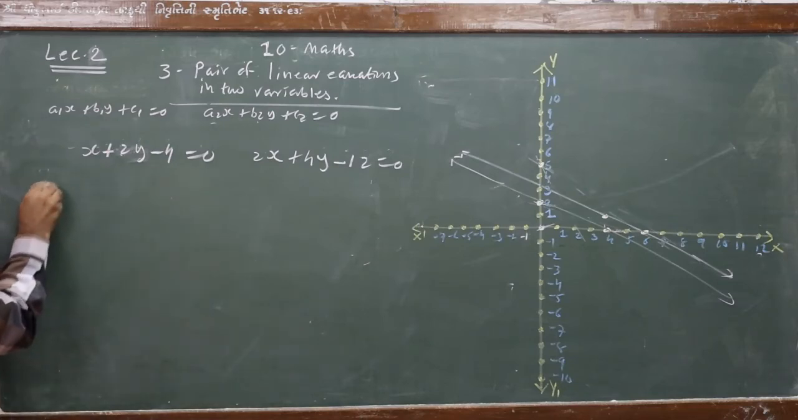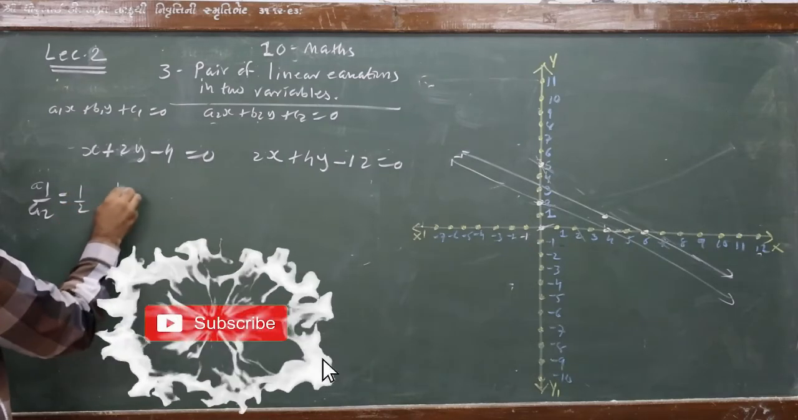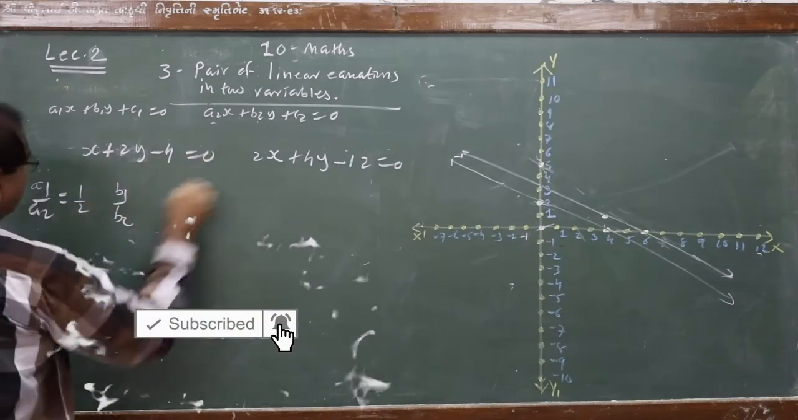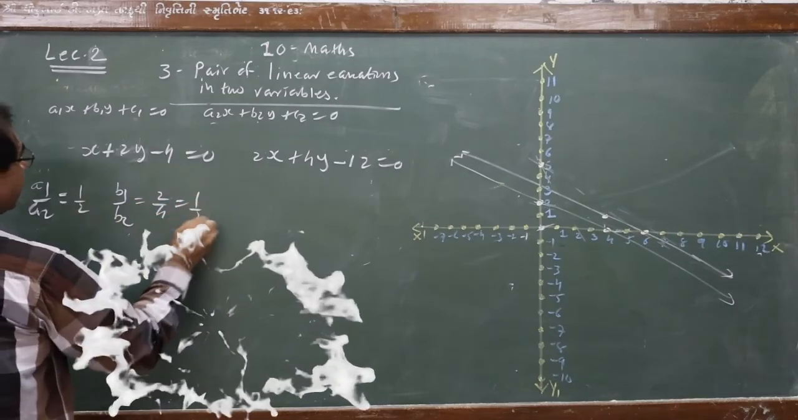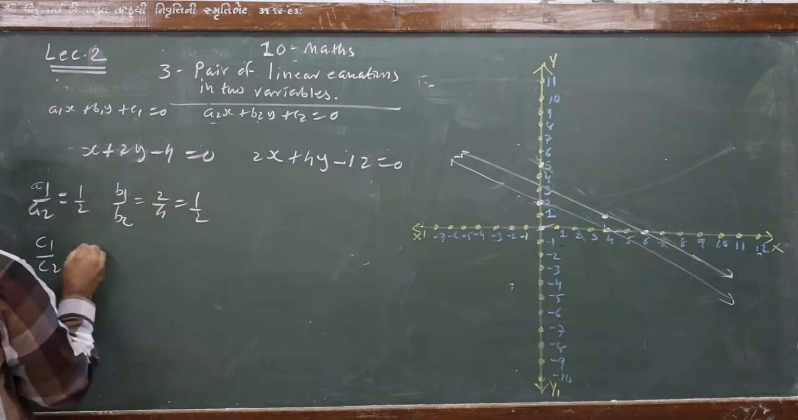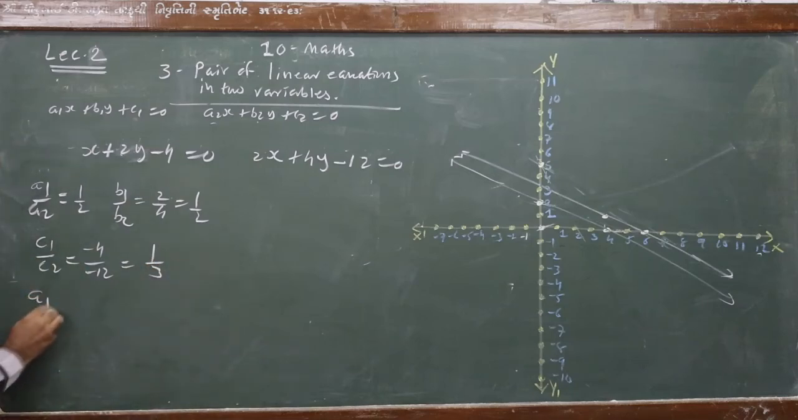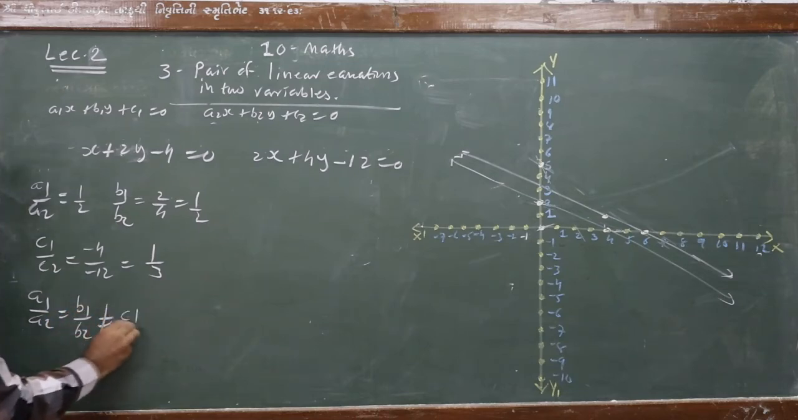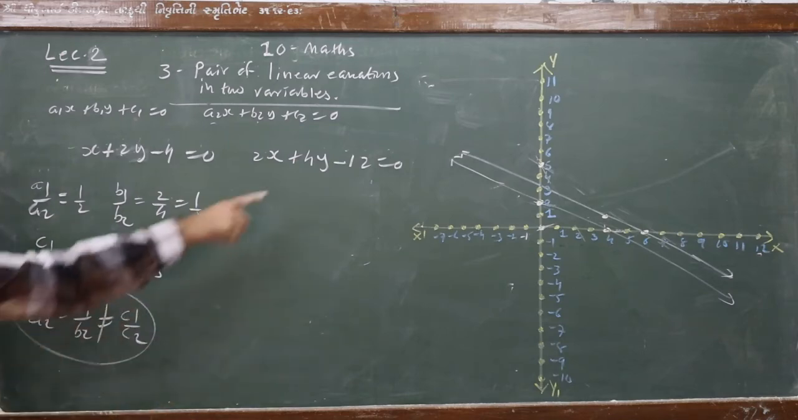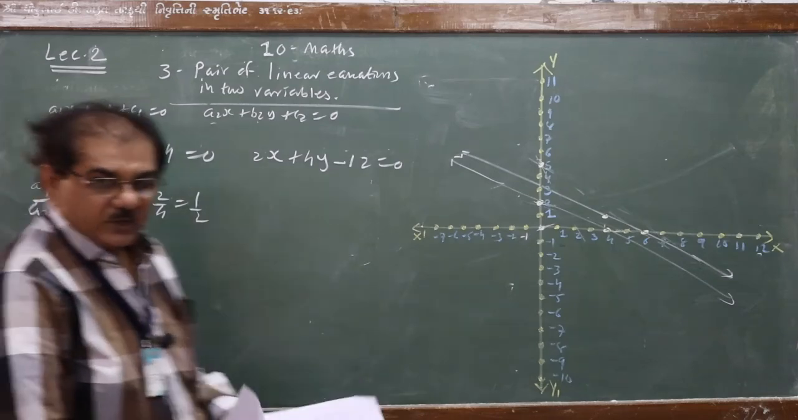Again I go for a1 upon a2, 1 upon 2, b1 upon b2, 2 upon 4, that is again 1 upon 2. So these two are equal. Now let us check c1 upon c2, minus 4 upon minus 12, so it is 1 upon 3. So now we are getting a1 upon a2 is equal to b1 upon b2 is not equal to c1 upon c2. At that time the lines are parallel, there is no solution, or they are inconsistent. Okay? So this is how I have told you the 3 types of graphs.